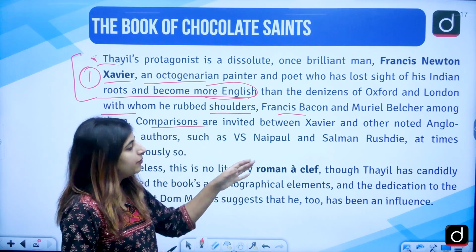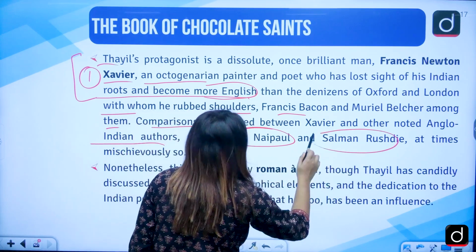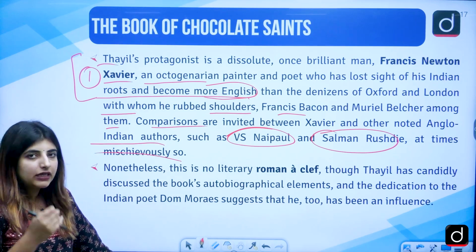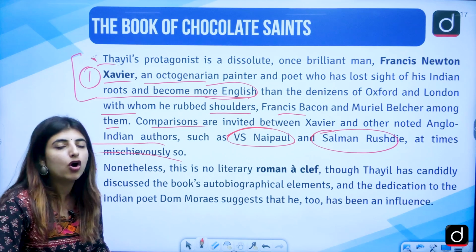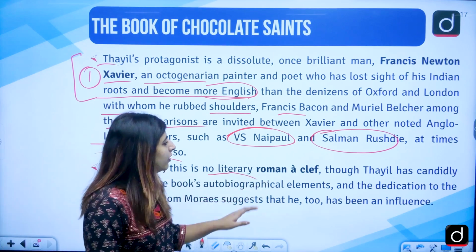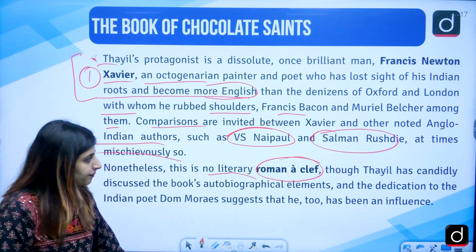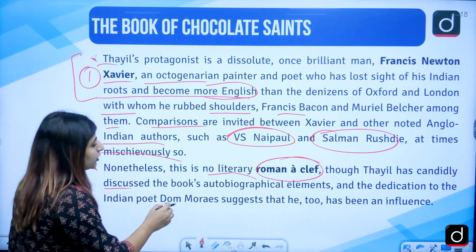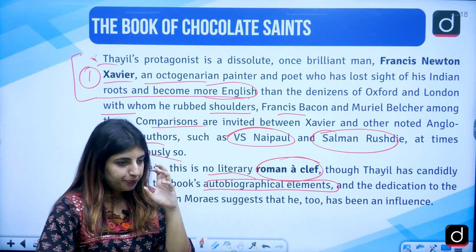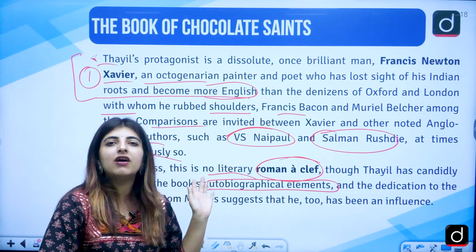Comparisons are invited between Xavier and other Anglo-Indian authors such as Naipaul and Salman Rushdie, at times mischievously so. So this could be asked as a question: with what other writers has the comparison of the protagonist of The Book of Chocolate Saints been drawn? So we know it's Salman Rushdie and V.S. Naipaul. There is no roman à clef here. What do we mean by roman à clef? Of course, this is not a novel with the key, though Thayil has candidly discussed the book's autobiographical element. A roman à clef is basically where the people in a novel are referring to someone else. So there is no roman à clef here.